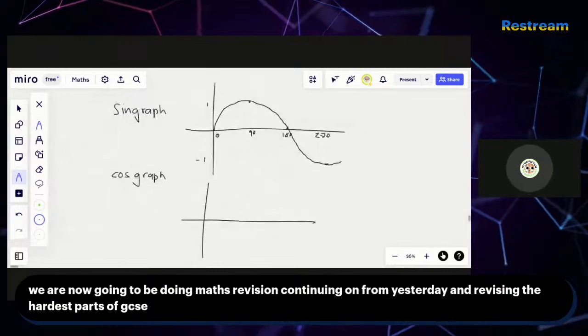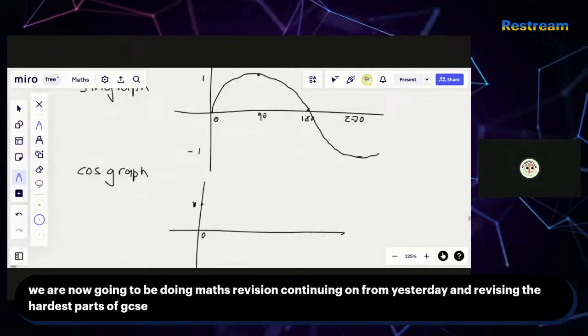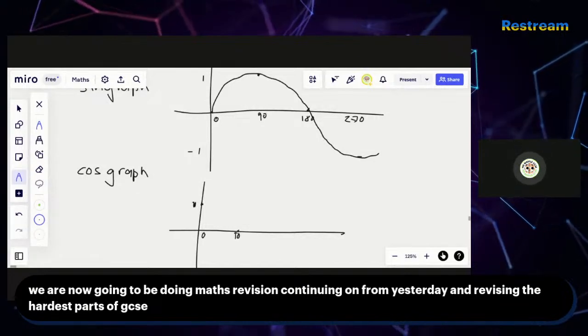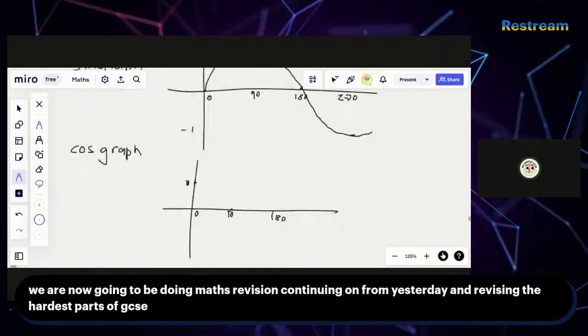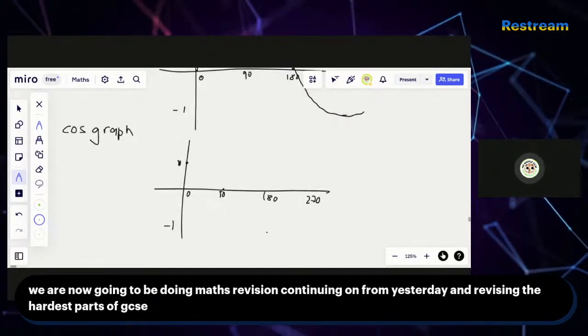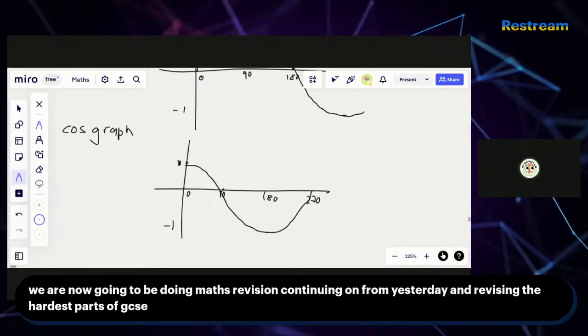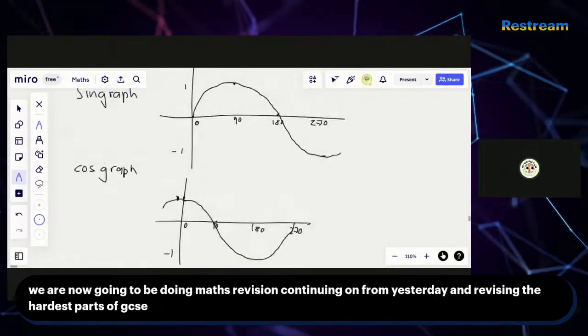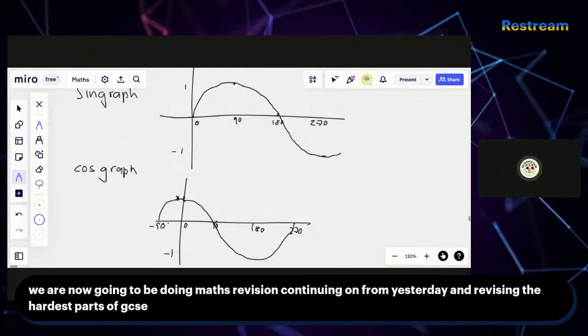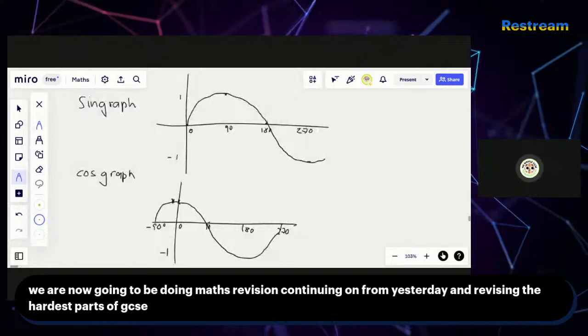The cos graph is opposite. At 0, it's already at 1. At 90, it's at 0. At 180, it's at -1. And at 270, it's at 0. So it looks like this. So imagine that's -90 degrees. So these are the two graphs, the sine graph and the cos graph.